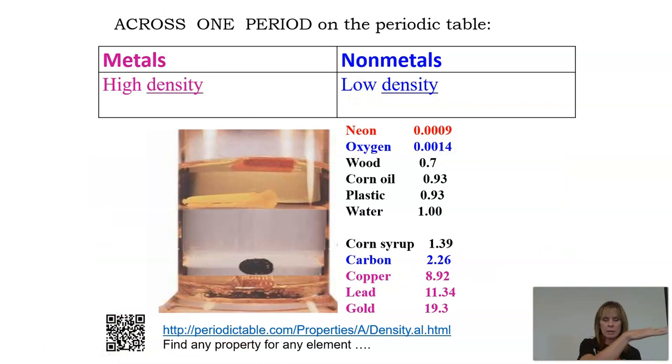Across one period on the periodic table, metals have a higher density and nonmetals have a lower density. Here are some examples of densities of different substances. Water, we know what water is like. If you had some corn syrup and you poured it into water, what do you think would happen to the corn syrup? It would sink, so it's more dense than water is. If you dropped a piece of lead into the water and the corn syrup, it would go right through the water and then right through the corn syrup and sit on the bottom, because it's more dense than either one of those things.